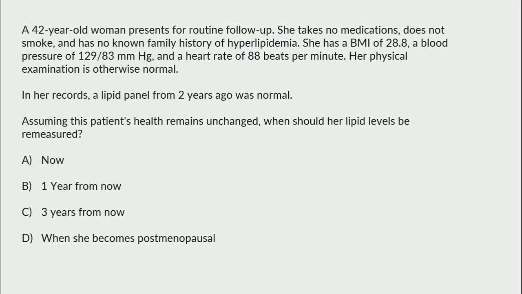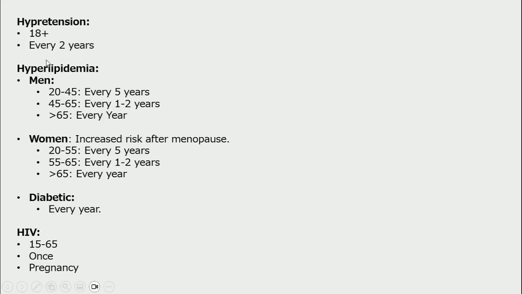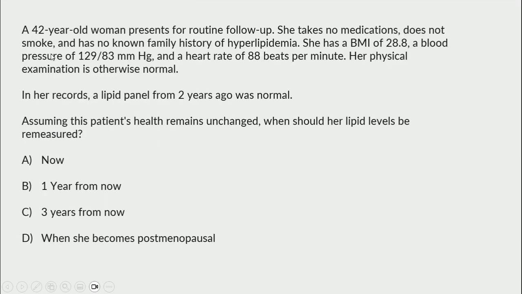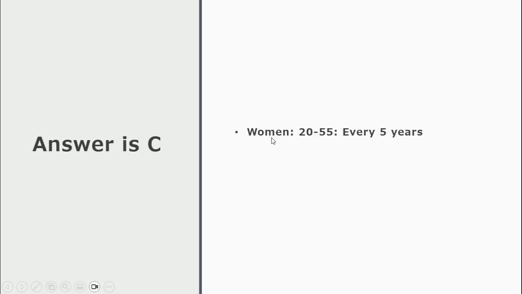So as I told you already, we usually start from the age of 20, but the frequency depends upon the age and the gender. So if it's a woman and age is between 20 to 55, it's every 5 years. So this patient is a 42-year-old woman, so it should be every 5 years. This lipid panel was done 2 years ago, so now we have to repeat after 3 years, not now. So the answer should be C, women 20 to 55 every 5 years.